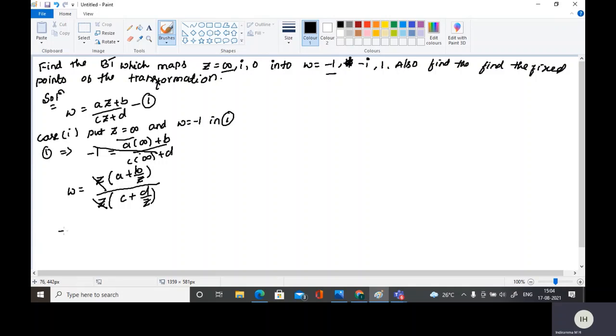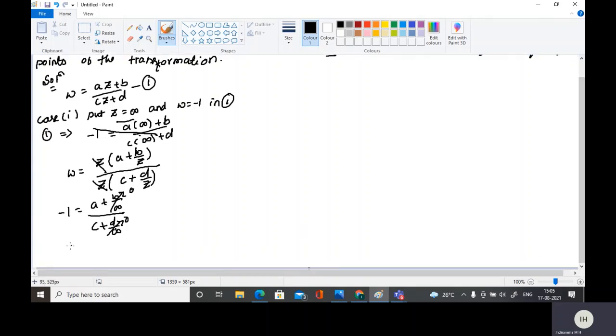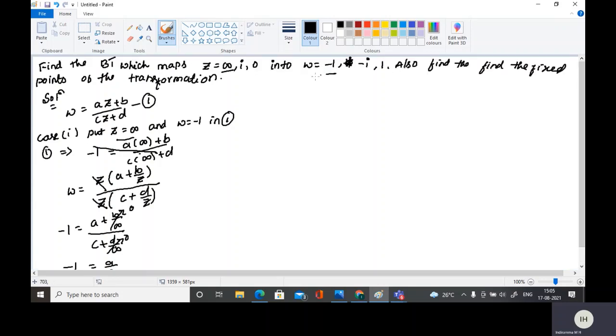Therefore now put w is equal to minus 1 and z is equal to infinity. The b by infinity value will be 0, and the d by infinity value will be 0. Therefore it becomes minus 1 is equal to a by c. a plus 0 is a, c plus 0 is c. Now by cross multiplication, minus c is equal to a, or a plus c is equal to 0. Call this equation number 2.